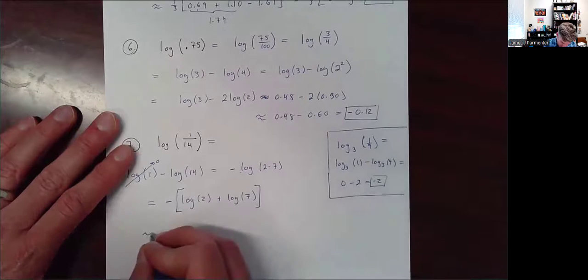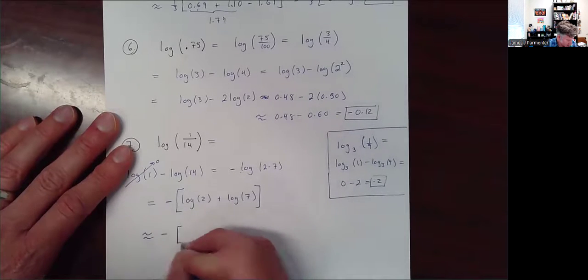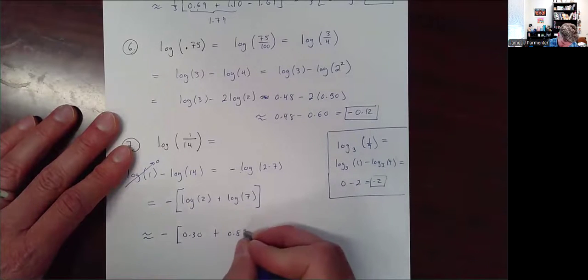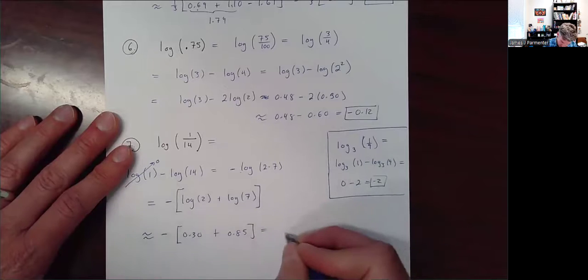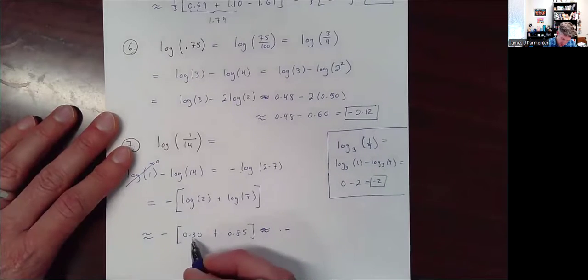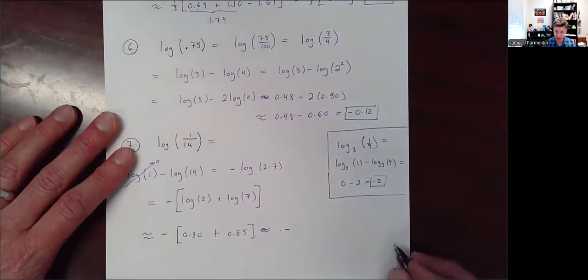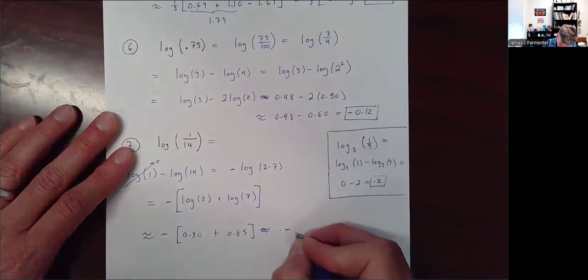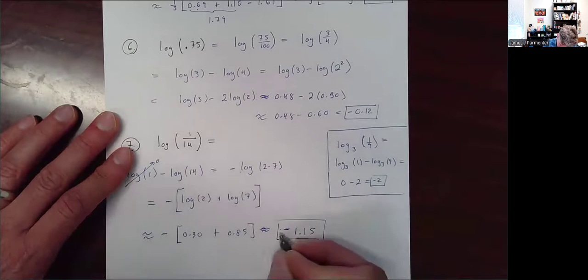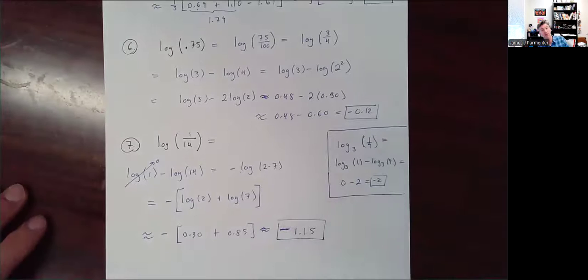I'm going to say this is approximately negative, log of 2 is approximately 0.30. Log of 7 is approximately 0.85. So I end up getting approximately negative 30 plus 85 is 115, so 1.15. So negative 1.15. That looks kind of ugly. Sorry about that.